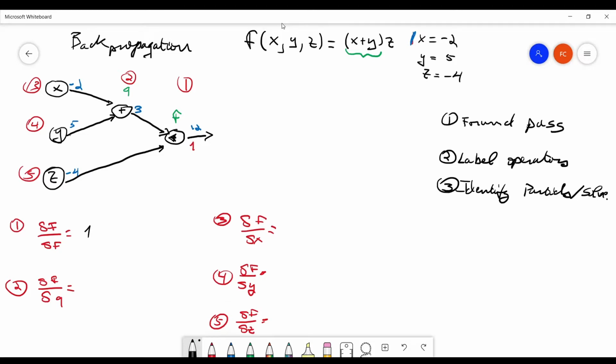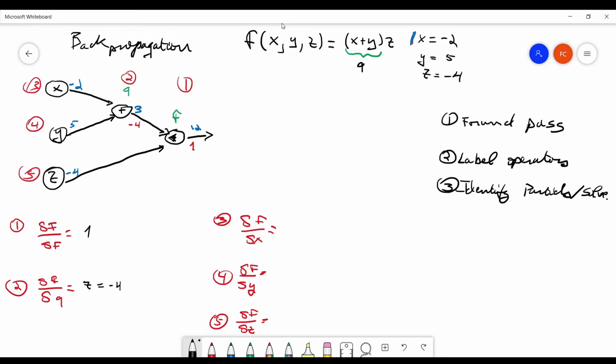Then we have this partial f with partial q. We already said that q is equal to x plus y. So really, what this is equal to is just z, because we have q times z in terms of q, so we just have z left. And z we know is -4. So df dq is -4.